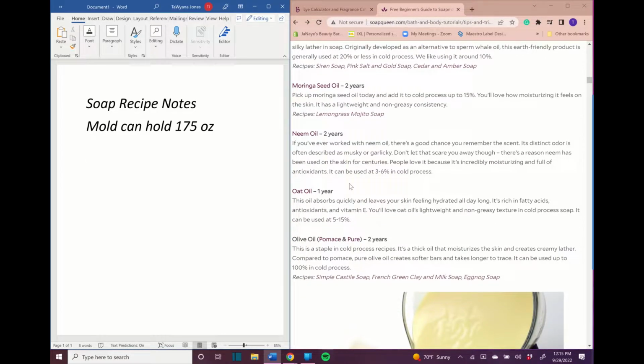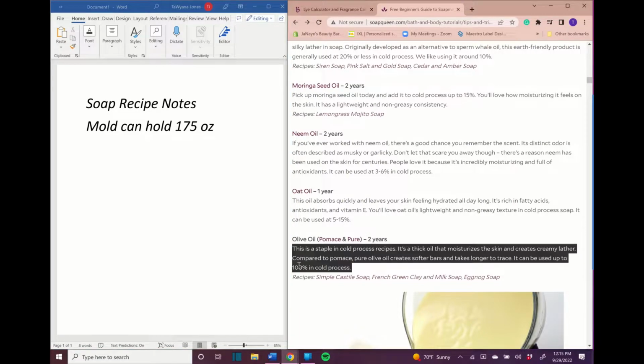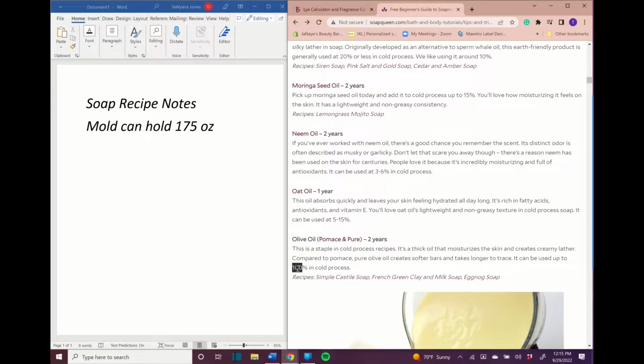I'm looking for oil that you can use. Okay, so you can use olive oil up to 100% in a soap, which is great. So I do recommend having something that you can use a high percentage of in your soap. But again, make sure you're doing your research. These are just my recommendations.